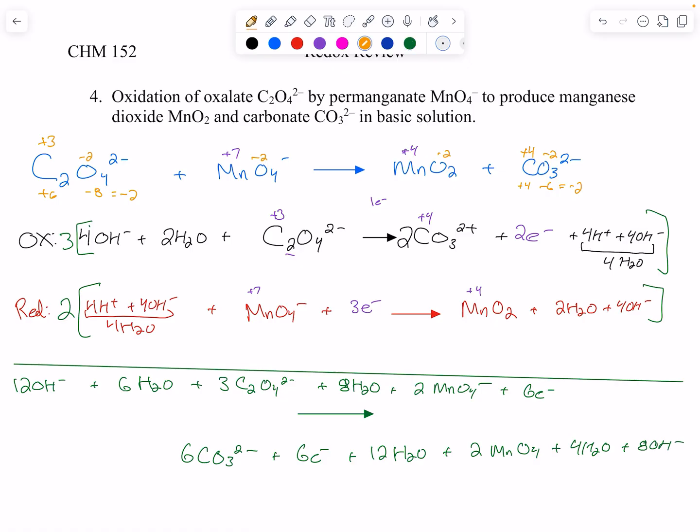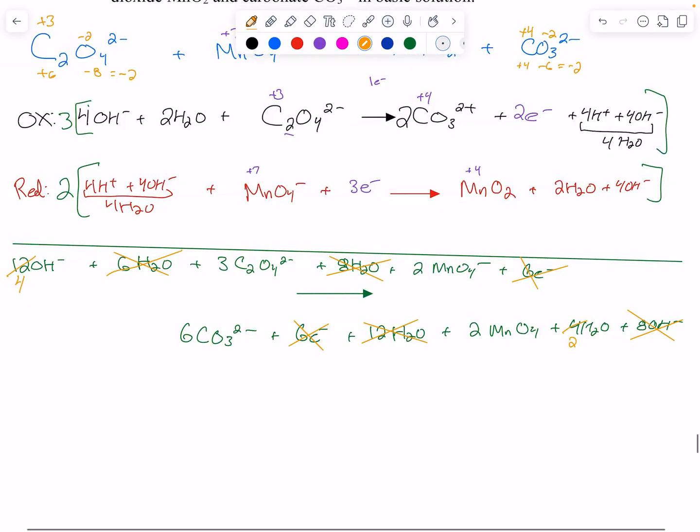Now, looks like 6 and 6 cancel. That's good. Hydroxides, on the reactant side, we have 12. That's it, 12. On the product side, we have 8. So the 8's gone. And this becomes a 4. Waters, we have 6 and 8, which is what, 14? And 12 and 4 is 16. So the 6 is gone. The 8's are gone. I'm going to get rid of the 12 and make that a 2. Now we're going to add them up. Let's see what we get.